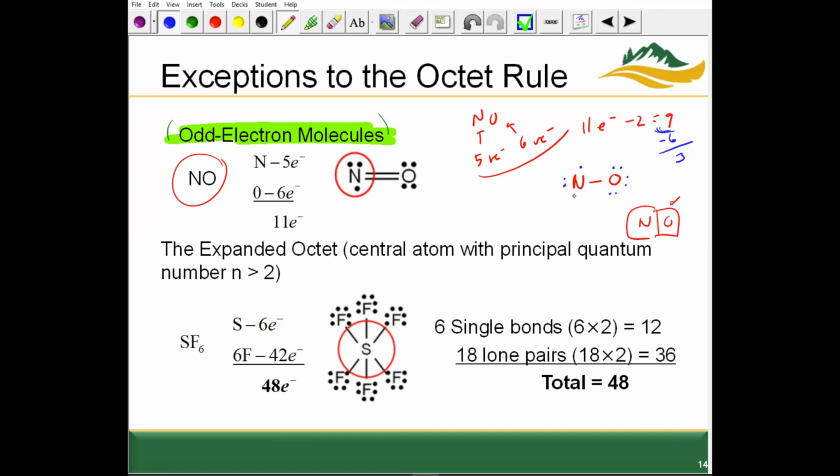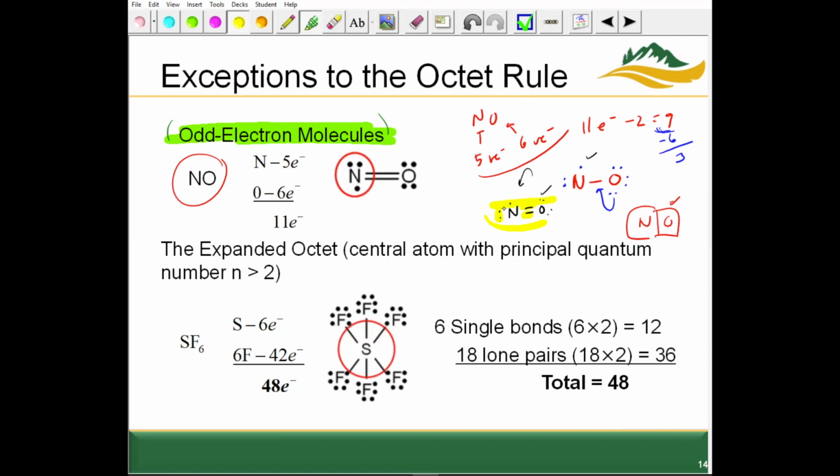Does nitrogen now have a happy octet? 1, 2, 3, 4, 5. If we pull this double bond in, oxygen still has a happy octet. Nitrogen, instead of just having 5 electrons around it, now in this structure where we've moved over that double bond, it now has 1, 2, 3, 4, 5, 6, 7. 7 electrons around it is better than just 5 electrons around it. It still doesn't have a happy octet. It still has this one odd electron here.